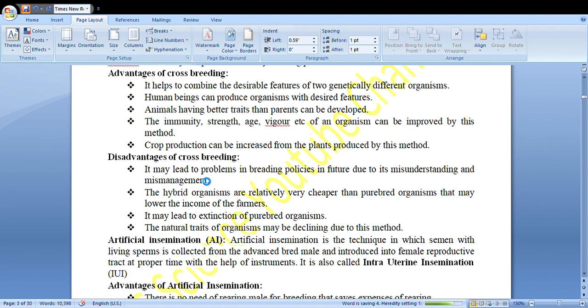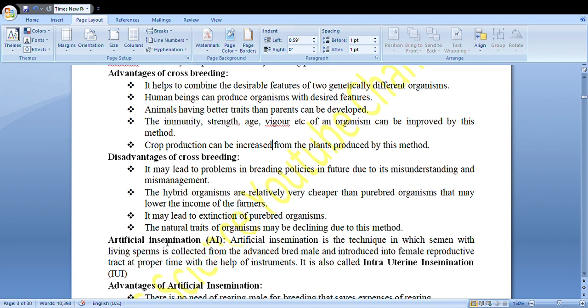Disadvantages of crossbreeding. It may lead to problems in breeding policies in future due to its misunderstanding and mismanagement. The hybrid organisms are relatively cheaper than purebred organisms, which may lower the income of the farmers. It may lead to extinction of purebred animals or organisms. The natural traits of organisms may decline due to this method.